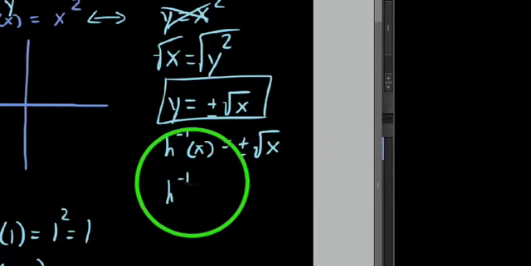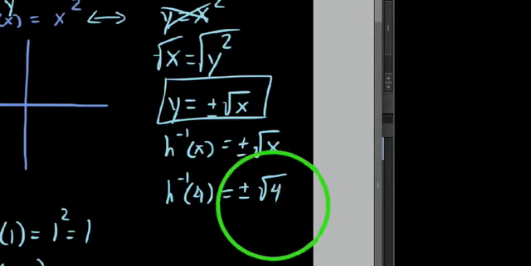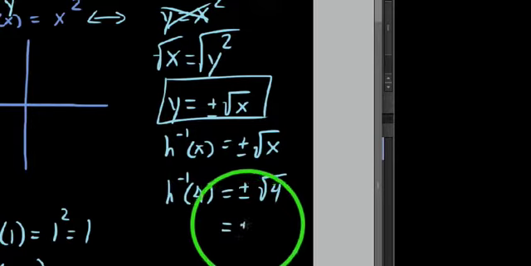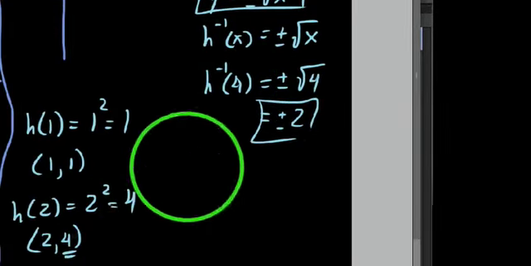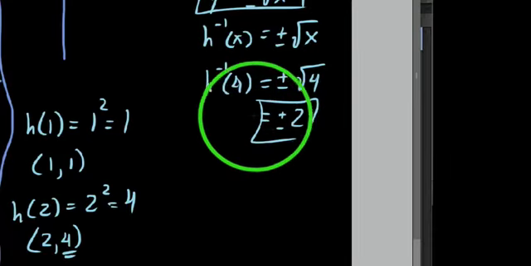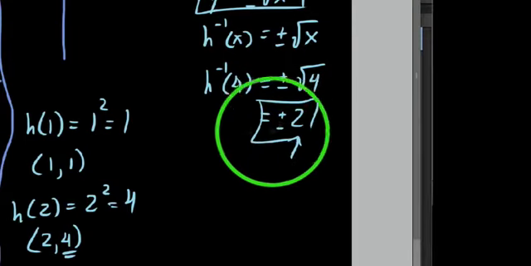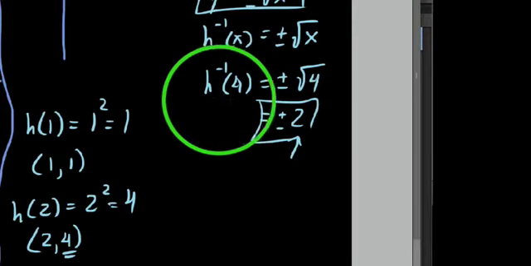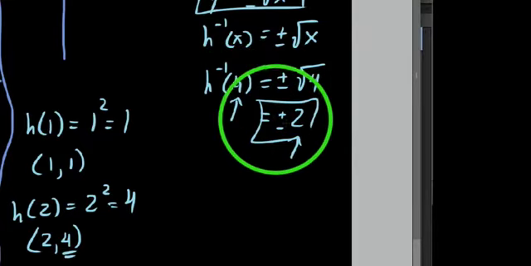We say h inverse of 4, we should get plus or minus radical 4, which in this case is plus or minus 2. So the interesting thing is, when we plugged in the original output 4 into its inverse function, and I say that loosely here, we actually got 2 outputs. So what would this indicate? This would indicate that h inverse of x, when we put in one input, actually spit out 2 outputs.